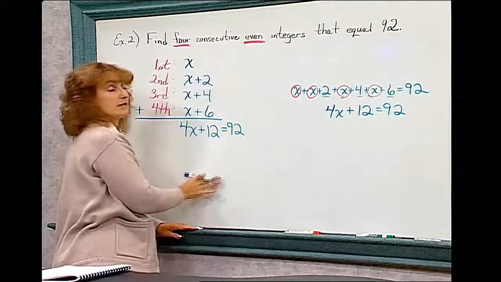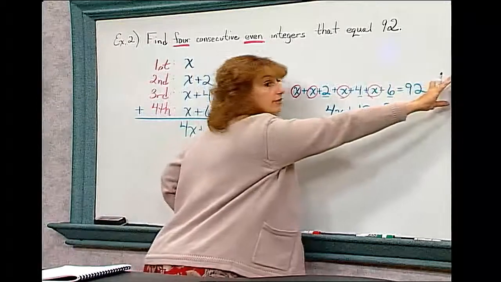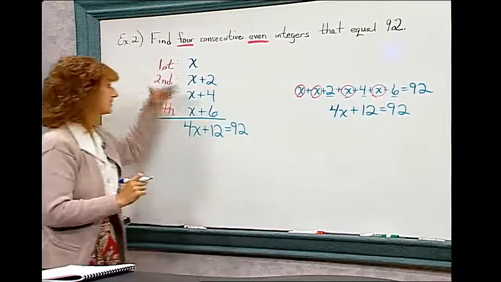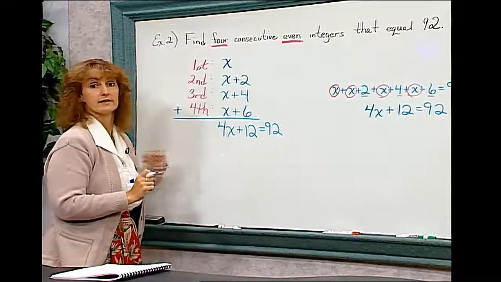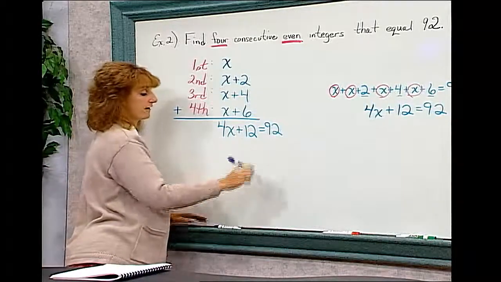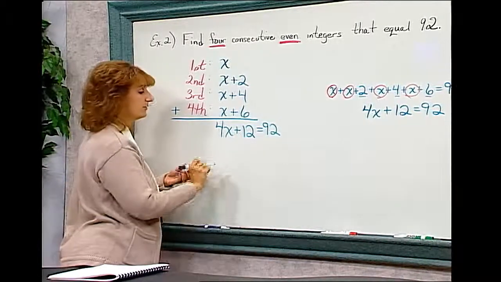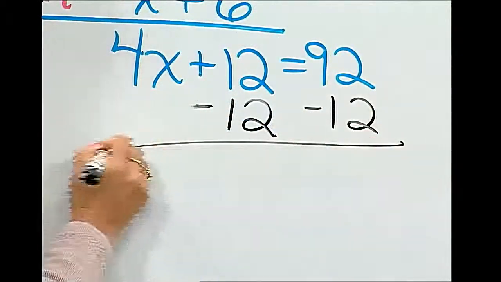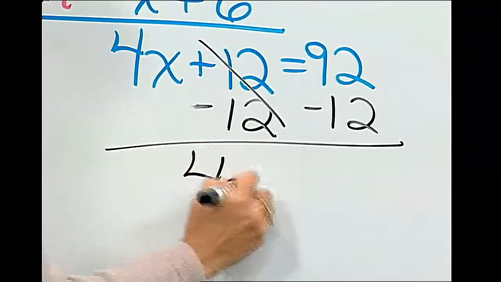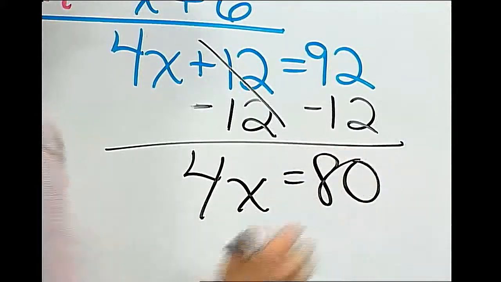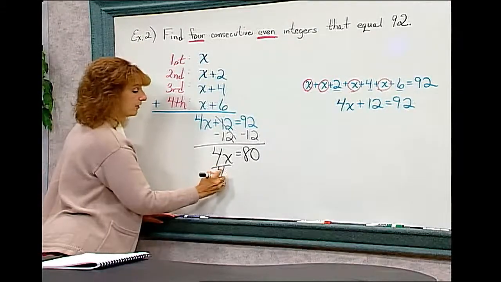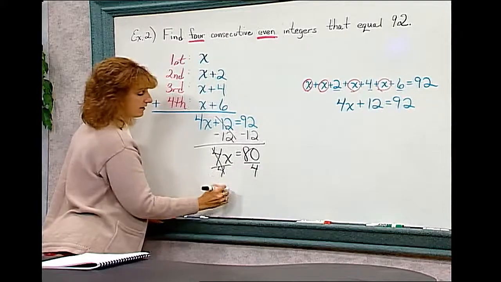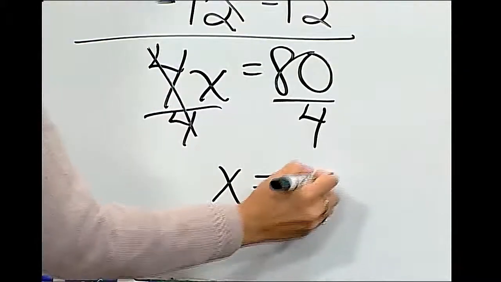The longer these numbers become, the longer this will be. Sometimes it saves space to write it vertically. If we have 4x plus 12 equals 92, we can subtract 12 from both sides. That gives me 4x equals 80. When I divide both sides of the equation by 4, x equals 20.